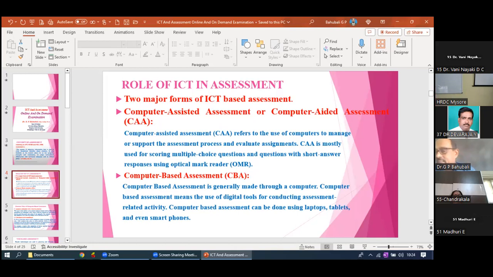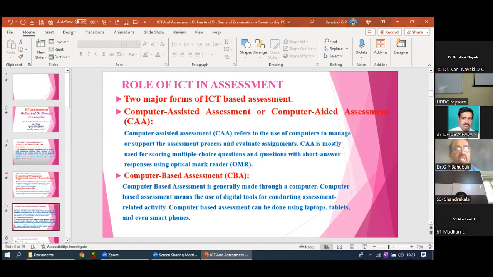In the coming part of the presentation, you will learn the different types of digital tools we can use in this process, that is the computer-based assessment. Computer-based assessment can be done using laptops, tablets, or even smartphones to assess the learning of the students. That means through the use of a computer, the learning of the students can be assessed.